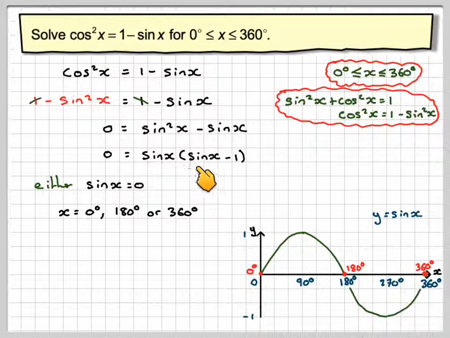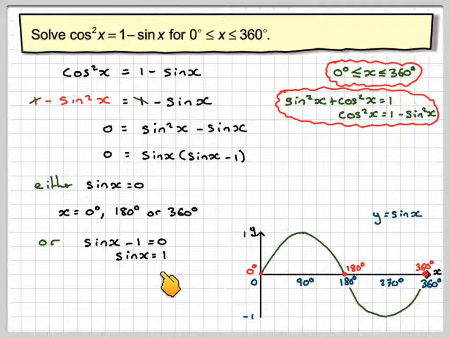Or sine x minus 1 could be equal to 0, which means sine x is equal to 1. Again, we use the graph. I'm not going to draw it again, we just use the same graph. Where is sine x equal to 1? That's at this particular point here, which is 90 degrees. So we get x is equal to 90.